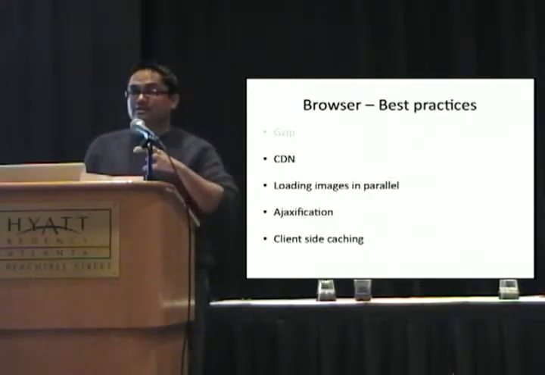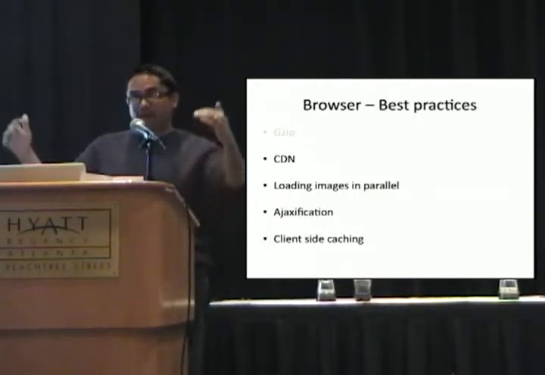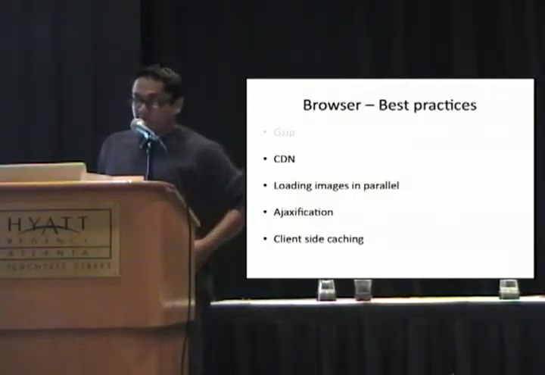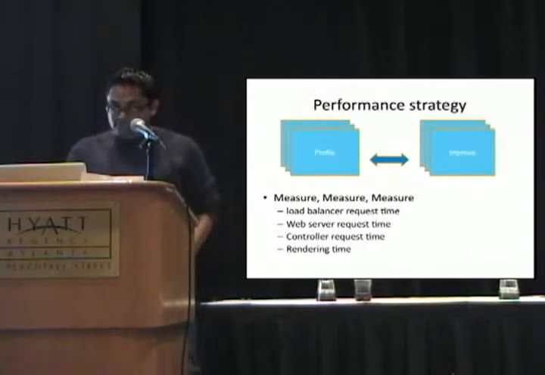So the browser thinks that those requests are two different hosts or two different domains, and it tries to do it in parallel. We do a lot of ajaxification, as I said. We do a lot of client-side caching. Make sure we set appropriate cache control headers and stuff.